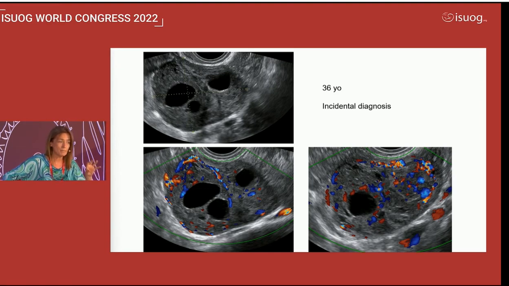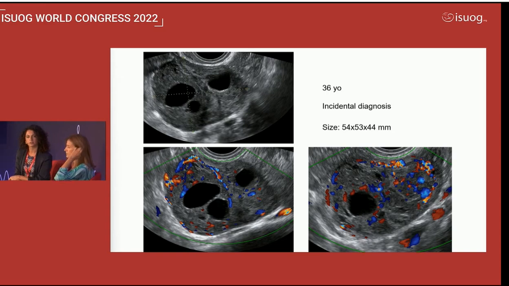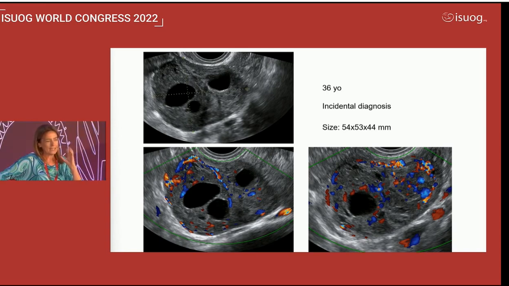But I want to ask you the dimensions. Okay, 54 millimeters in the largest diameter, so it's larger. In this lady, I would scan her with some uncertainties. Maybe now you think that it could be a mass in the ovary.